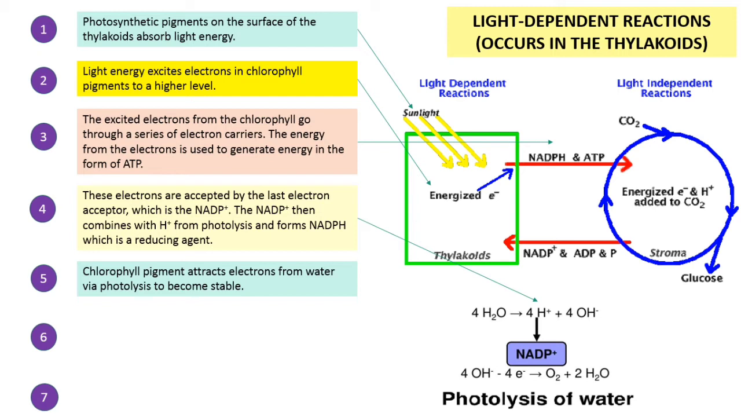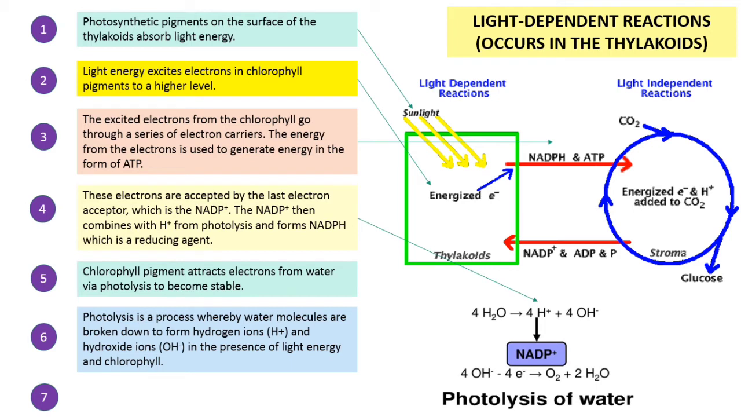When the chlorophyll absorbs the light energy, the electron will be excited and leave the chlorophyll. So the chlorophyll becomes unstable. So chlorophyll pigment must attract electron from the water, which is from the photolysis of water. Next, what is photolysis of water? Photolysis of water is a process whereby water molecules are broken down into hydrogen ion, H plus, and hydroxide ion, OH minus, in the presence of light energy and chlorophyll.